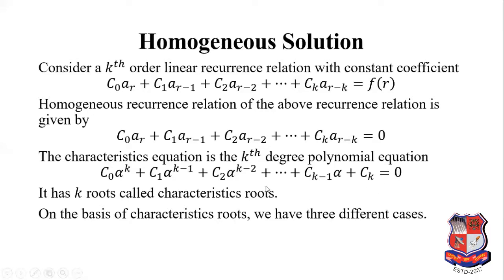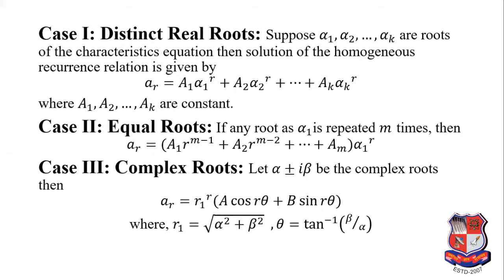We'll get that as the characteristic equation. As we can see, it's a polynomial of order k, so it will have k roots, and on the basis of the roots of the characteristic equation, we'll have 3 different cases for the solution of the homogeneous recurrence relation. Case 1: the roots are distinct and real. Suppose for that kth order recurrence relation, the roots we got are alpha 1, alpha 2 up to alpha k.